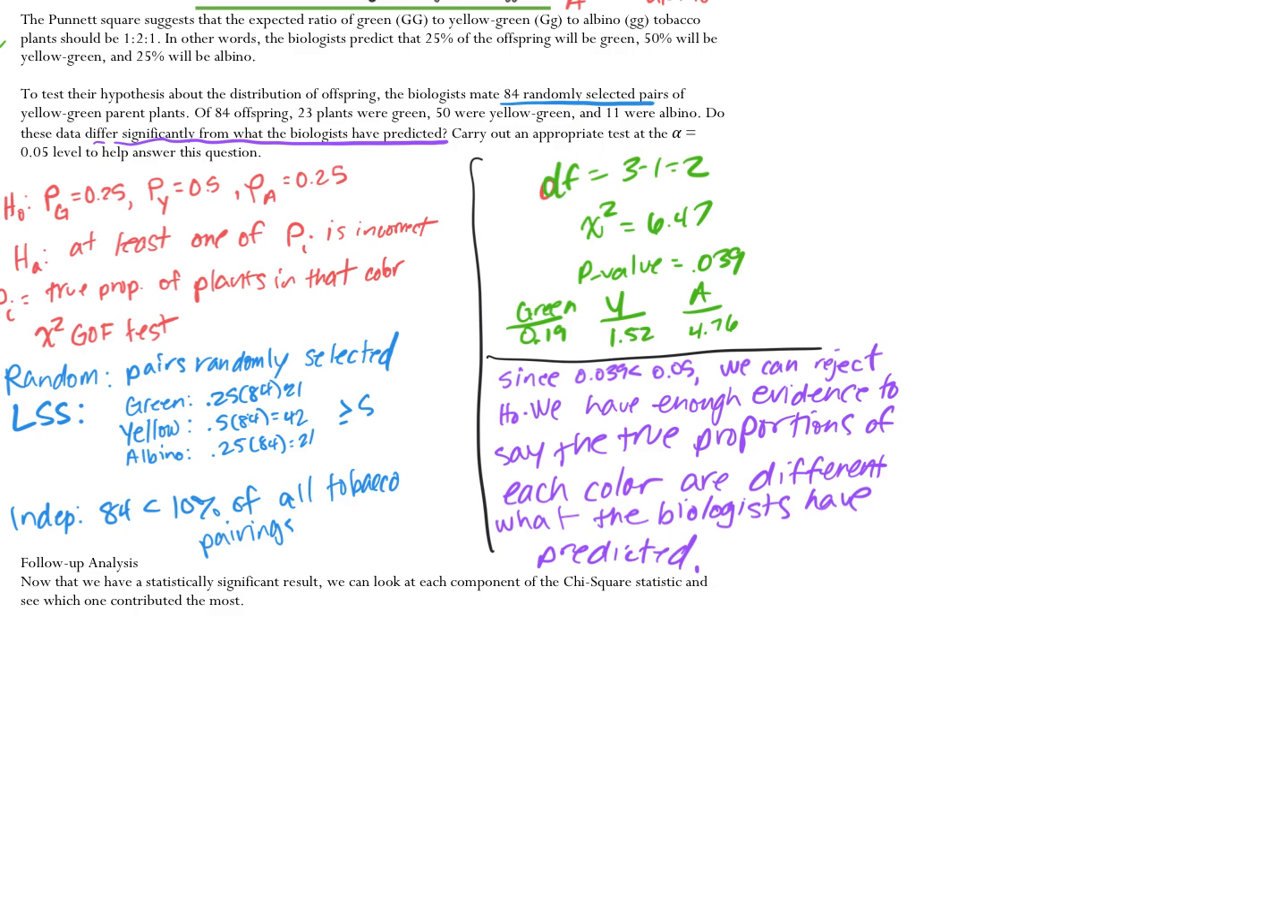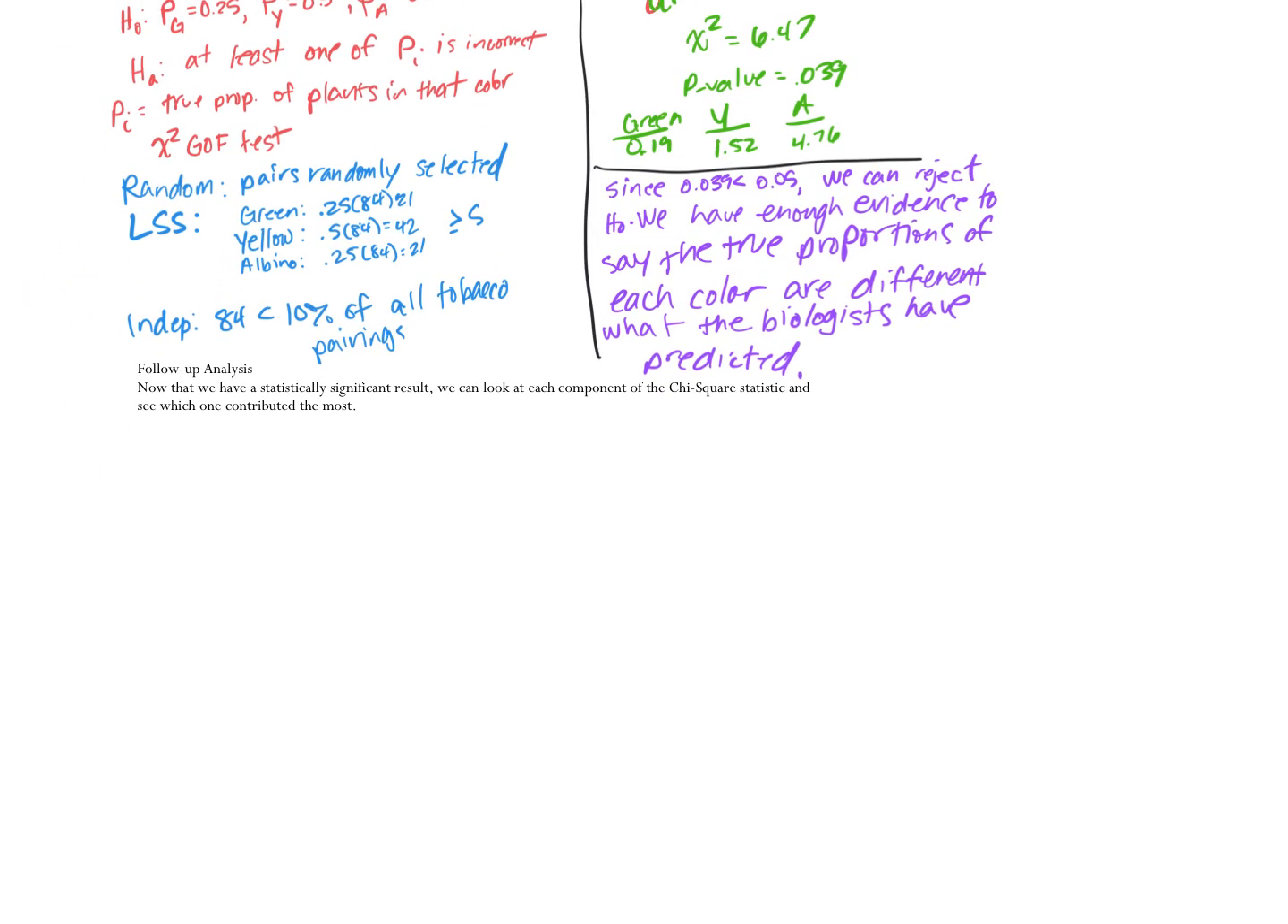All right, now, for this next part, once we have a significant result, we might be asked to do some sort of follow-up analysis. Because remember, our alternative says at least one of these proportions is wrong. So we've got to decide, if it's at least one, probably 2, but if it's at least 1, which one is it?